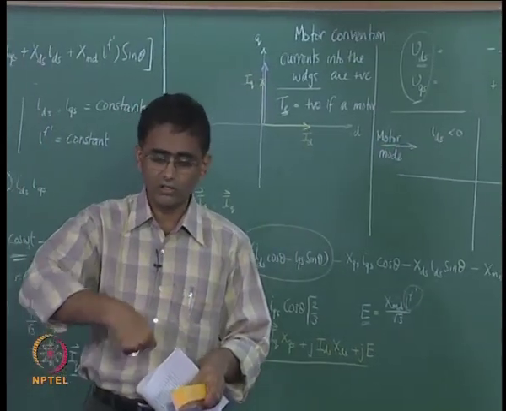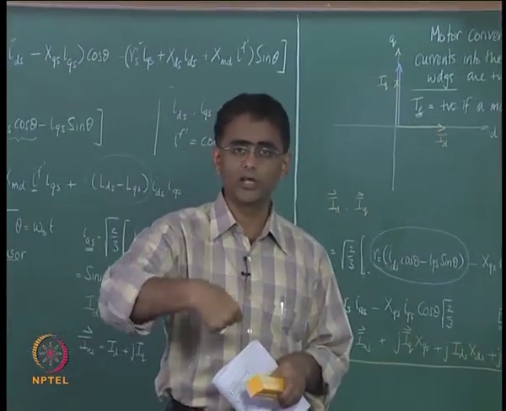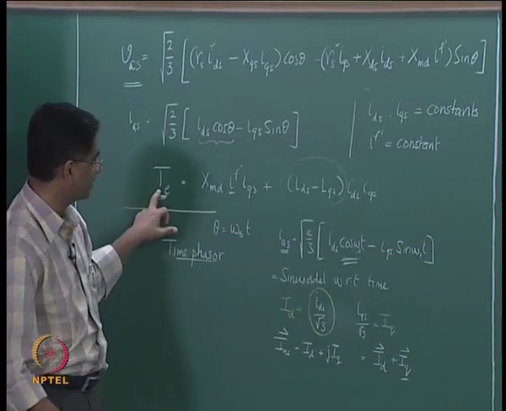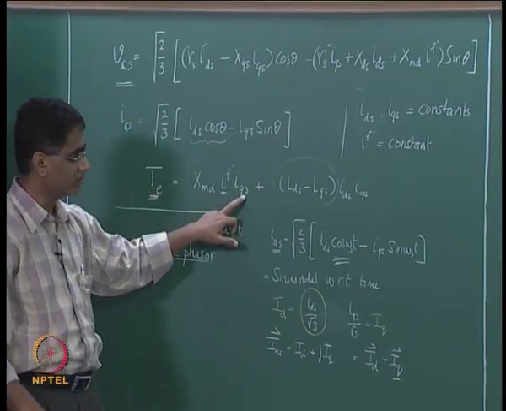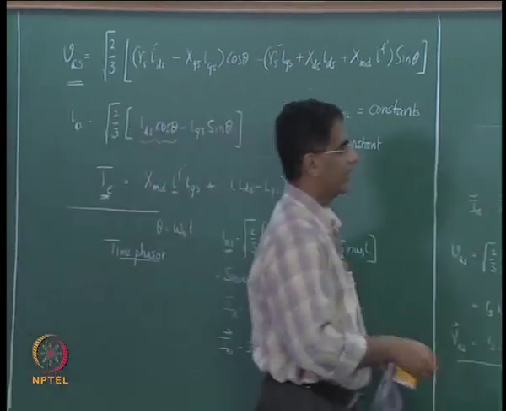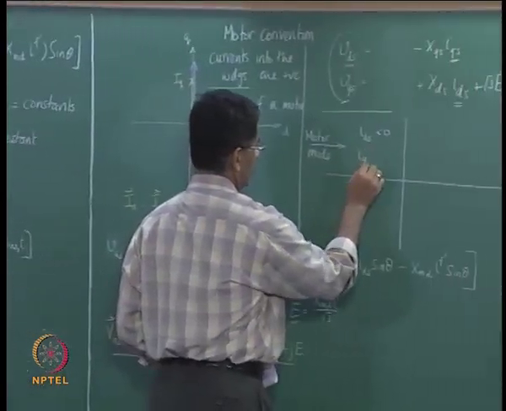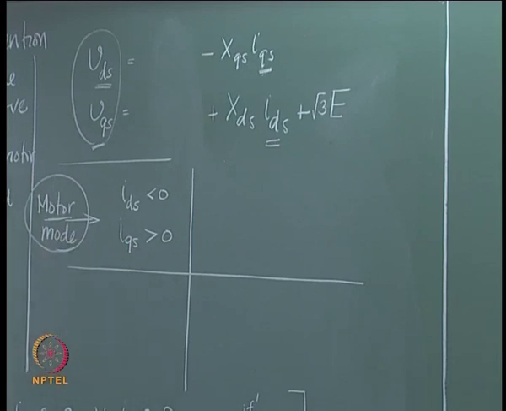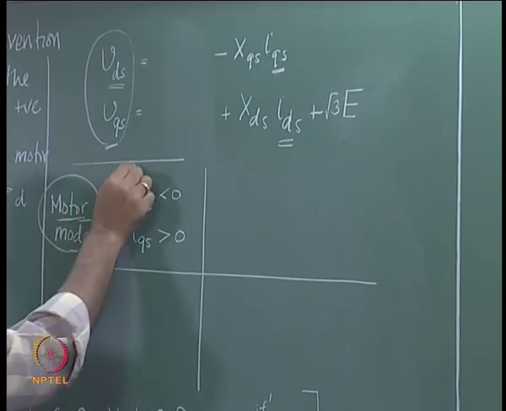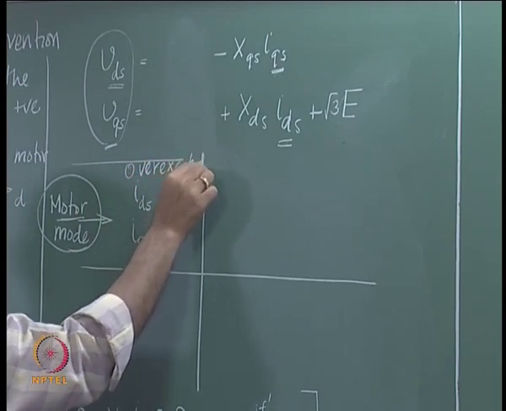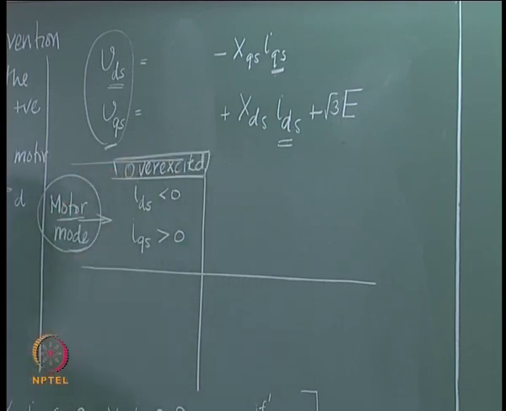That means the torque that is output from the machine must be greater than 0, TE must be greater than 0. If TE is greater than 0, you want IQS to be greater than 0. So if IDS is less than 0 and IQS is greater than 0, you get the over excited motoring mode of operation.